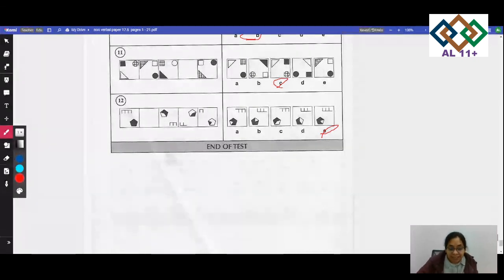I think we are done with the paper now. I hope all of you like the paper. In non-verbal, you have to look at the shapes really carefully when you're doing them. And also remember that you have to be really, really careful.